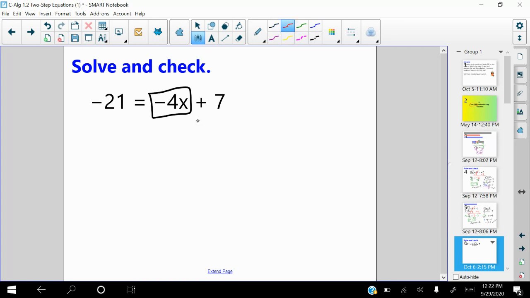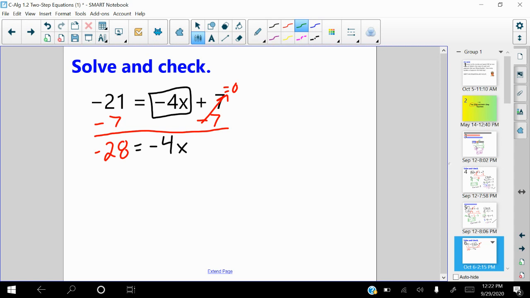I want to undo this addition by subtraction. What I do to one side, I do to the other. This goes to 0, which is perfect. Negative 21 minus 7 more turns into negative 28. Is now equal to negative 4x. I drop everything else down.